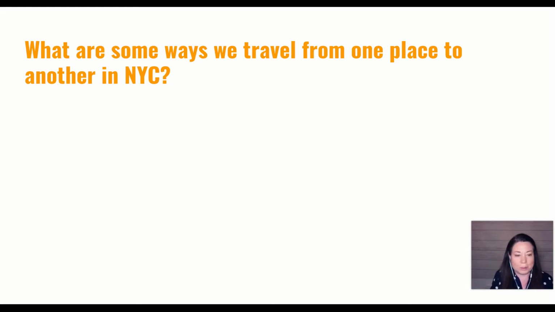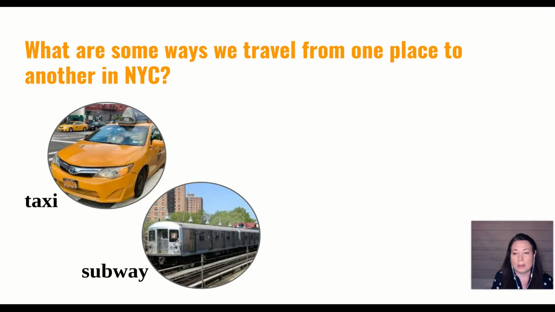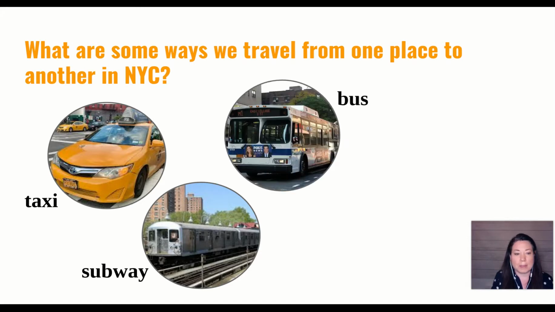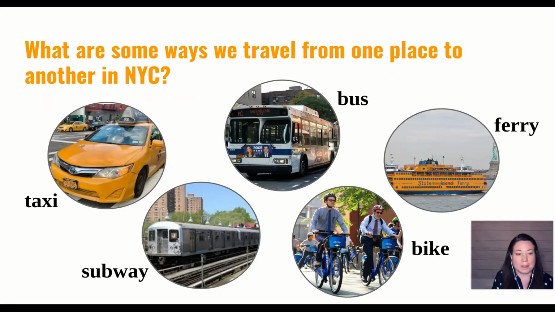Let's brainstorm some of the transportation that we use today in New York City. Taxis, subway, bus, riding a bike, taking the ferry. There's lots of water in New York City. Here's the Staten Island Ferry. That goes from Manhattan to Staten Island. And it's much shorter and easier to go that way, than to go all the way around and cross a bridge.